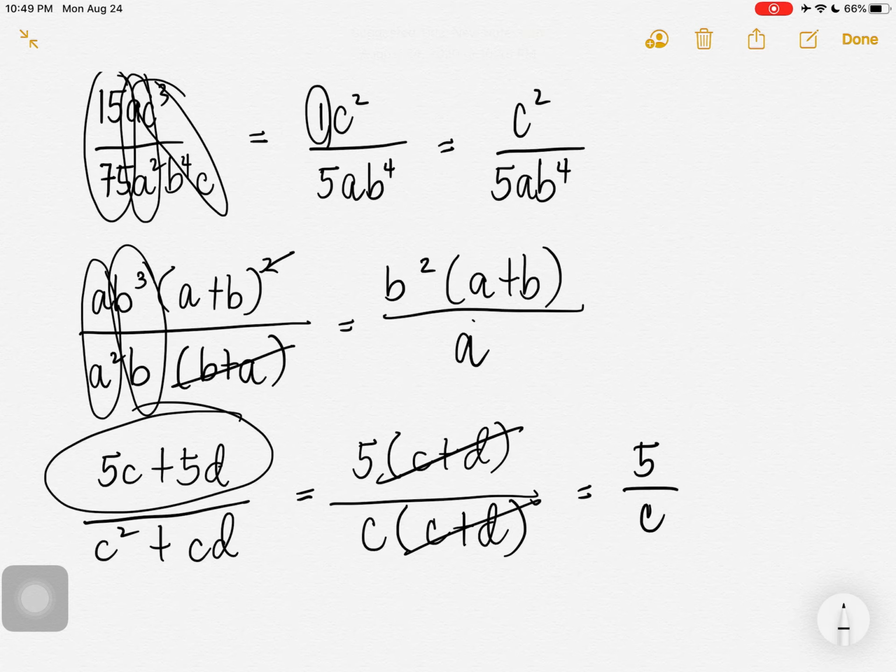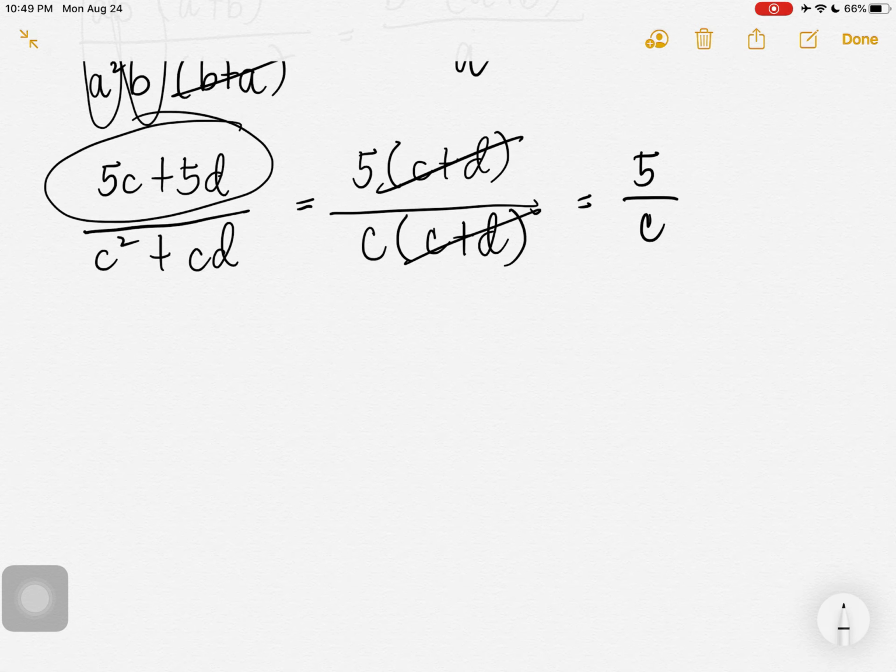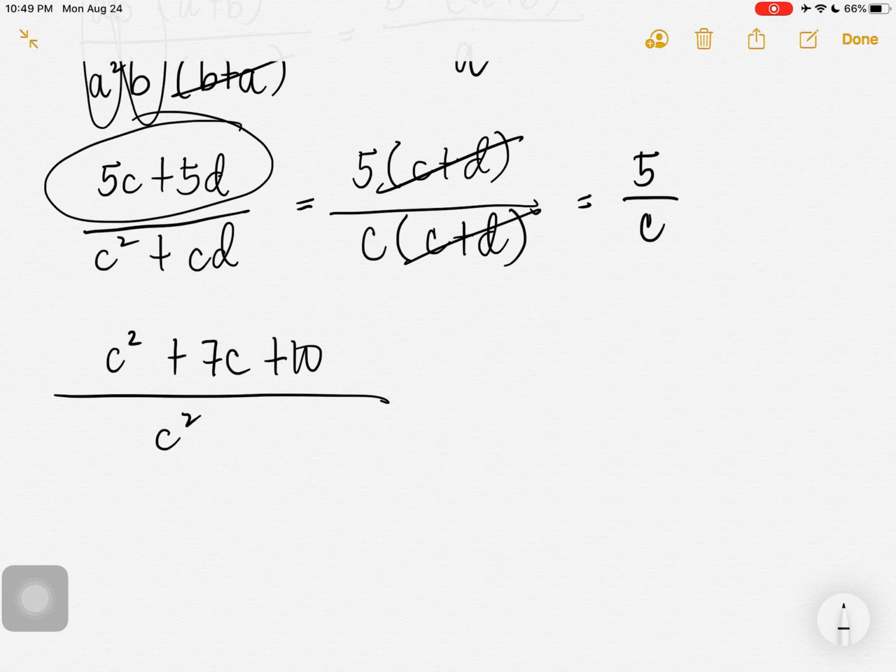Now, let's try to make it a little bit more challenging. What if, for example, you have c squared plus 7c plus 10 over c squared minus 4? So write the factored form first of both numerator and denominator. You can pause the video first, look at your notes, try to recall how to factorize the numerator and the denominator, and then go back here to check if you were able to get the correct answer.